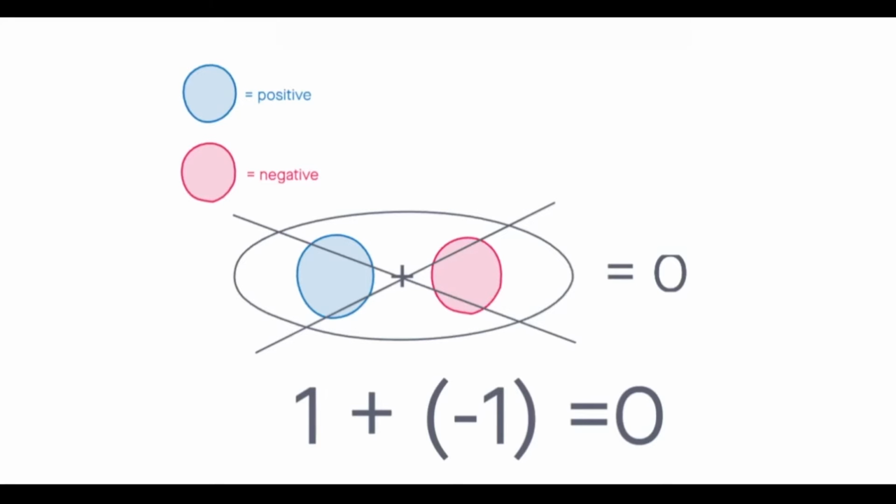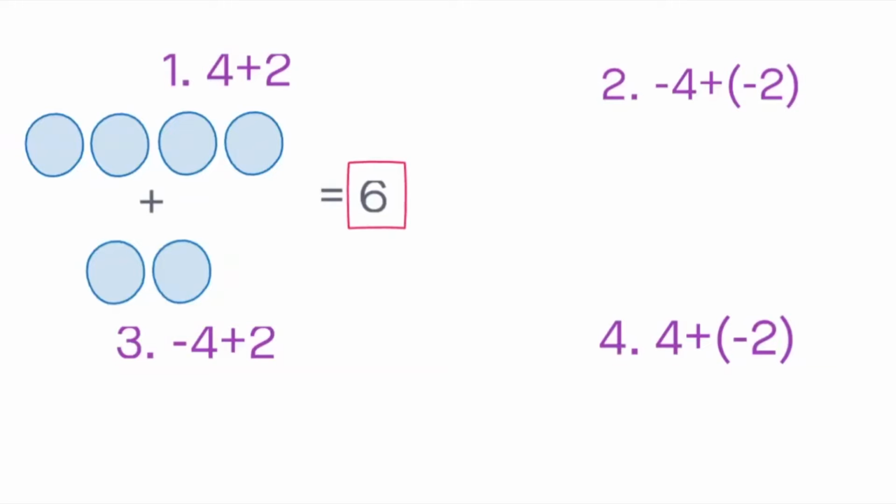So if we have one blue circle and one red circle, the pair cancels each other out, making them equal to 0. And this models the equation 1 plus negative 1 equals 0. So now let's try a few more problems. Okay, so the first problem is 4 plus 2.